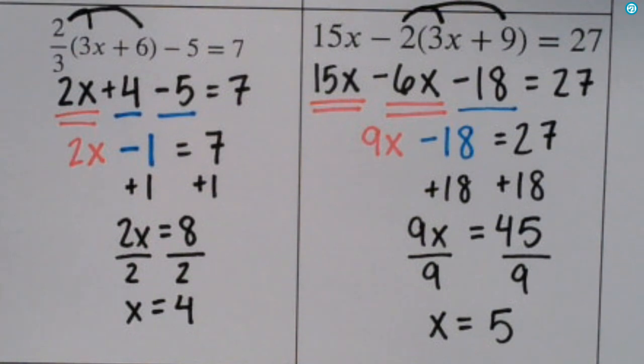All right, questions right now? Okay, pretty straightforward. Combine all the like terms, or distribute first if need be, then combine like terms, then solve for x. I'm going to go ahead and stop this recording.